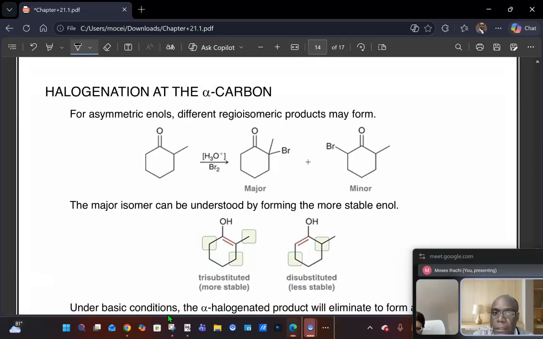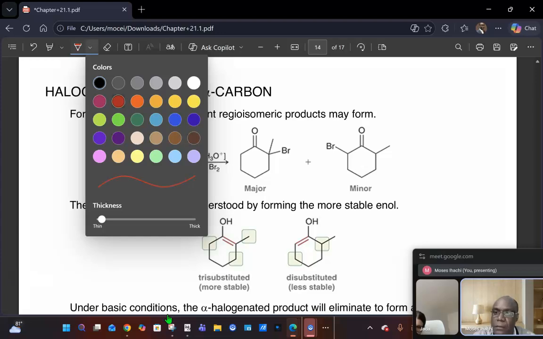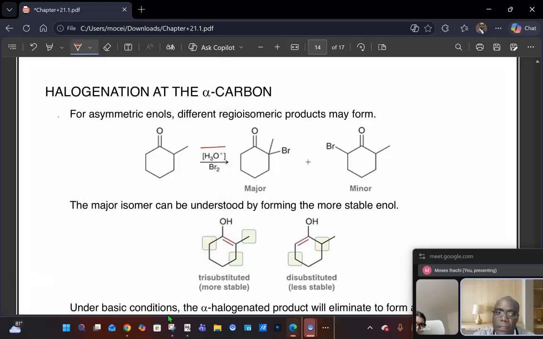So let's see. Yeah, that is exactly what I'm saying here. I thought that should come. You want to get the thermodynamic enol. That is the one that's calling the shots here. Before you get there, this becomes the minor. You want the thermodynamic enol.